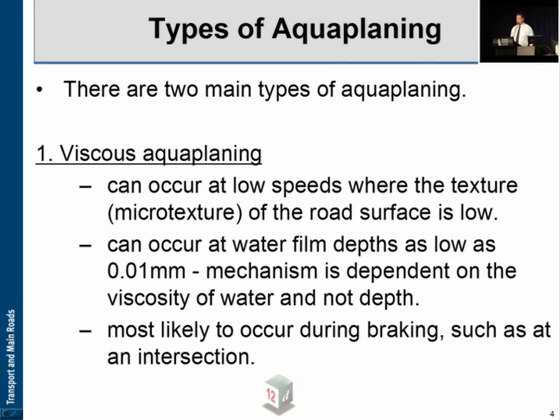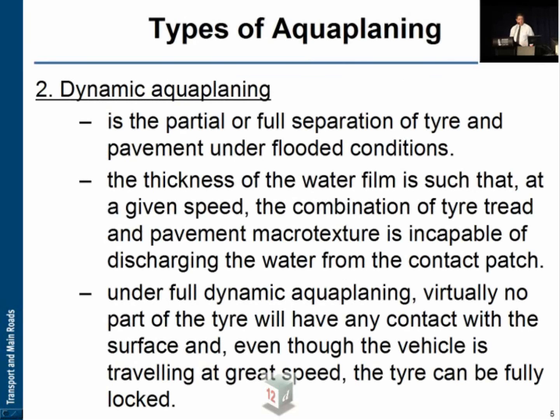The first one's viscous aquaplaning. A little bit of a mystery, so to speak. It can occur at very low speeds, but particularly where the texture, and we'll talk about the micro texture of the road surface, and I'll explain that a little later. We're talking about really smooth roads here. It can occur at water film depths as low as 0.1 of a millimetre. So we are talking about basically a wet surface, because the mechanism is dependent on the viscosity of water and not the depth of water. Now, this is likely to occur during braking, such as at an intersection. And it's a bit difficult to tell whether it's actually a skid or viscous aquaplaning, apart from one thing which I'll explain again later. The one that we're more interested in is what they call dynamic aquaplaning.